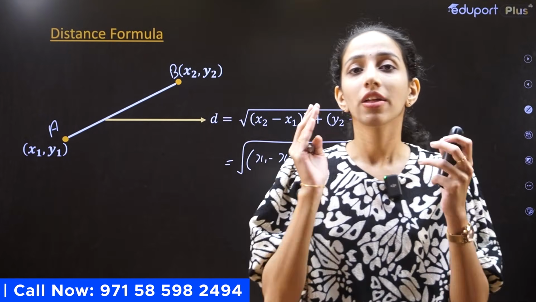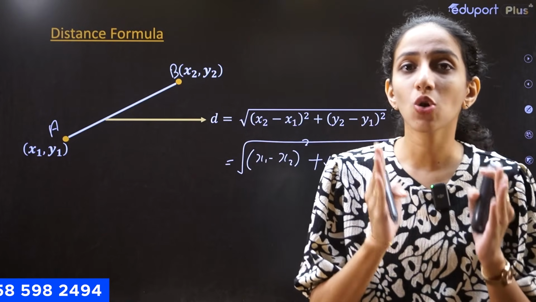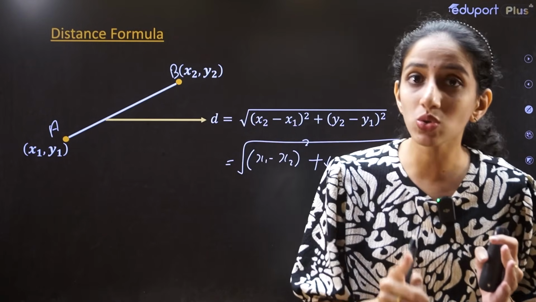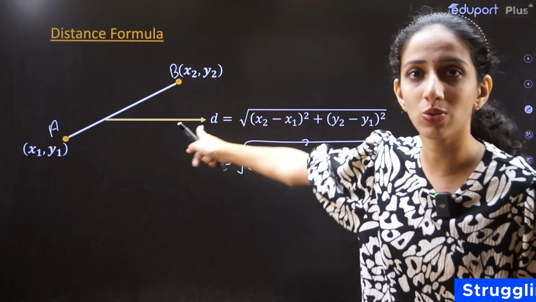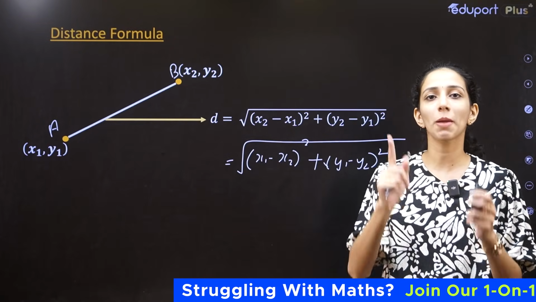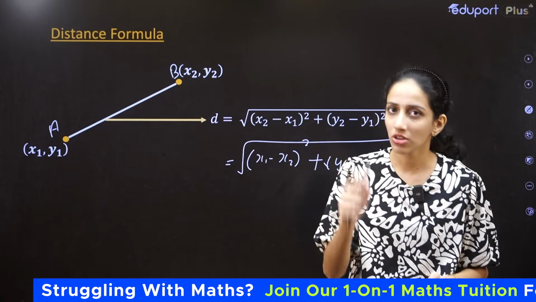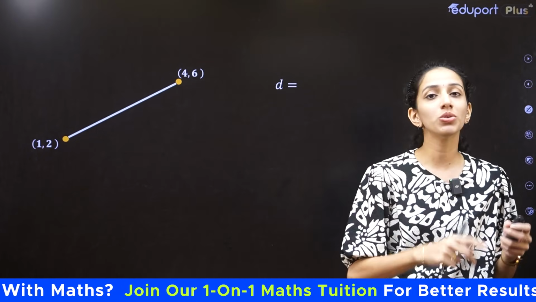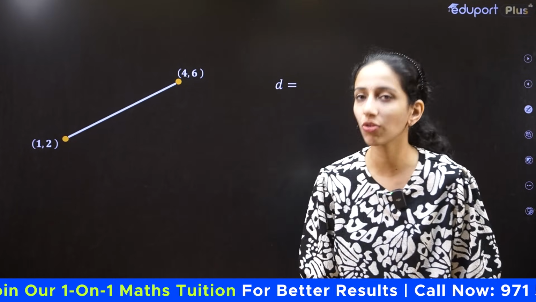Okay, so note down the distance formula. The distance between any 2 points (x1, y1) and (x2, y2) can be found using the distance formula: D is equal to the root of (x2 minus x1) all square plus (y2 minus y1) all square. Note it down. Then we are moving to do a problem using this formula.